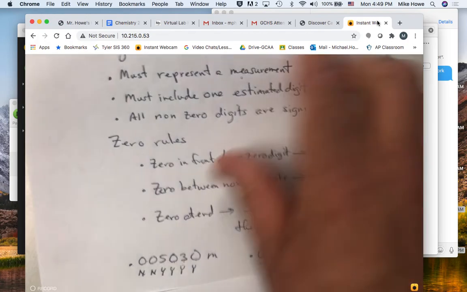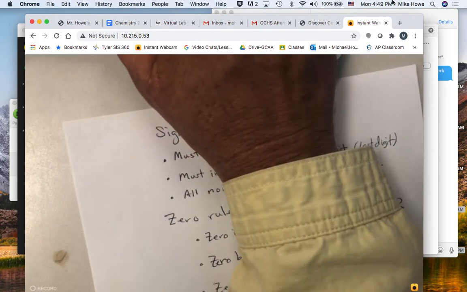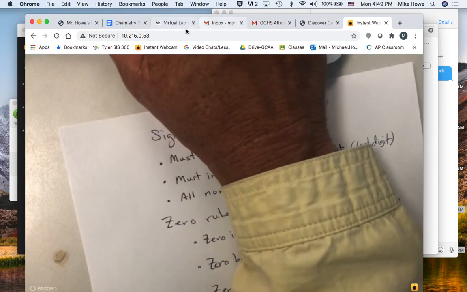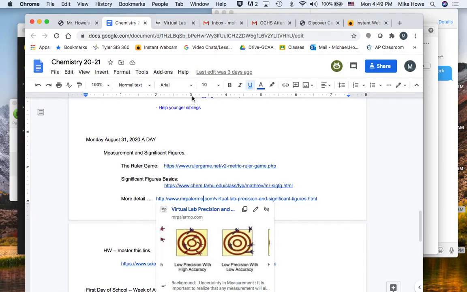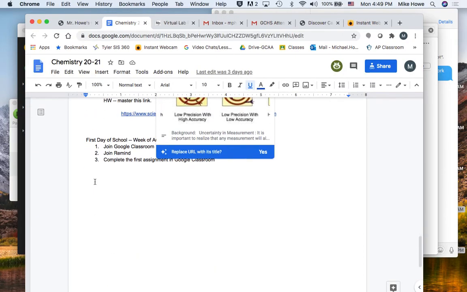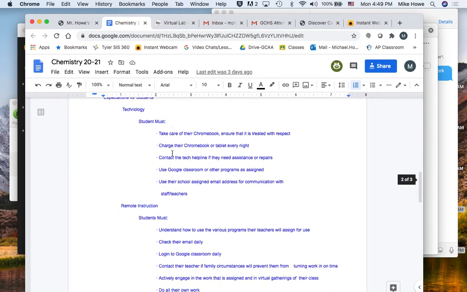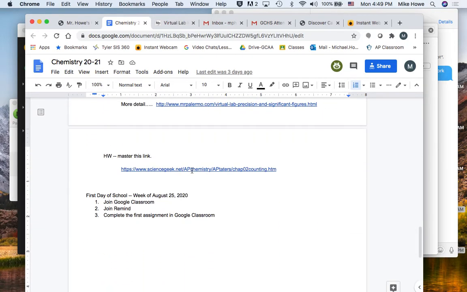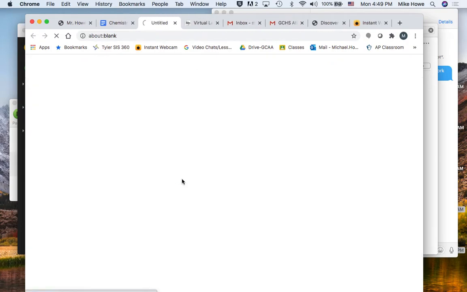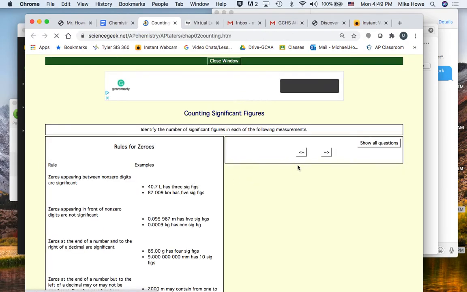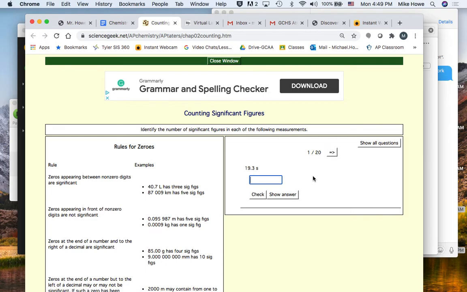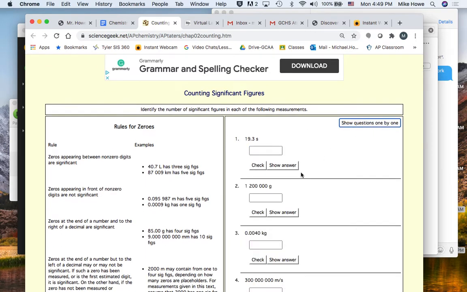All right, so for homework, applying those rules, I want you to do this assignment. So down at the bottom of the page here, this is the homework page from my website. So you're going to go to this link and try it. So I'll do a couple with you. Let's do a couple harder ones. So we'll do this one.